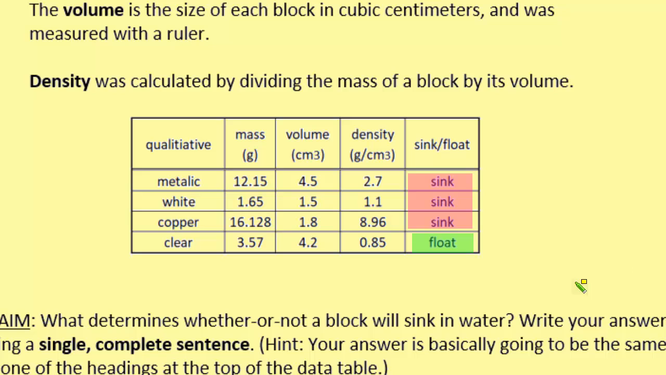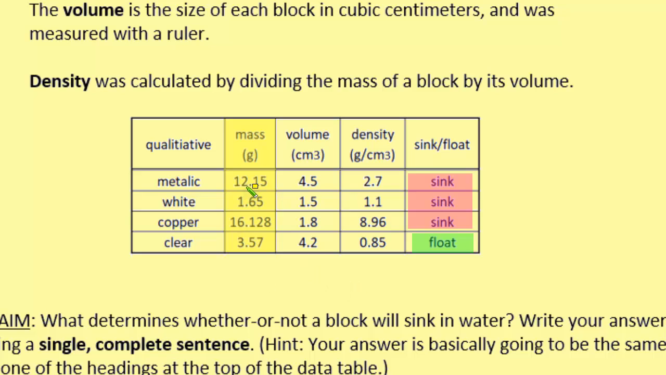Okay, so first what you should do is go through the masses right here and see if there's a pattern between mass and sinking and floating. So look at these numbers and compare them to sinking and floating. Usually we look for things that are like maybe higher numbers and lower numbers. Is there a pattern here that lines up to sinking and floating? What do you think?